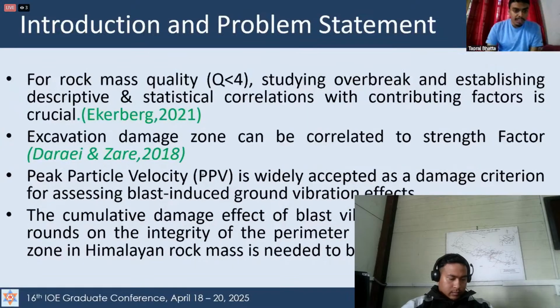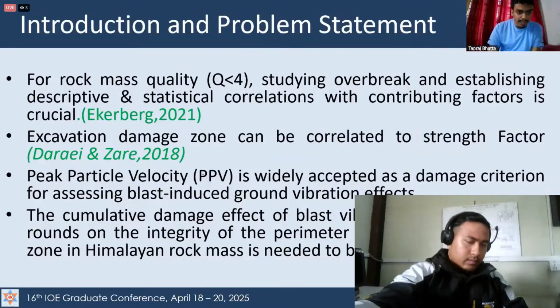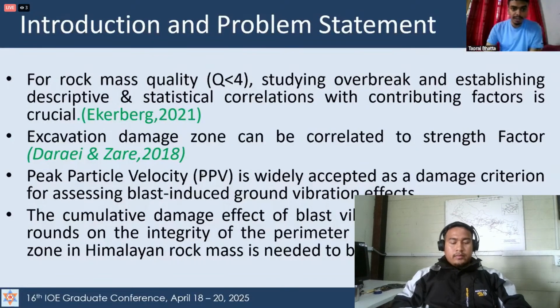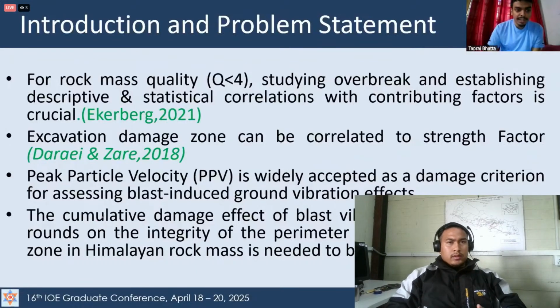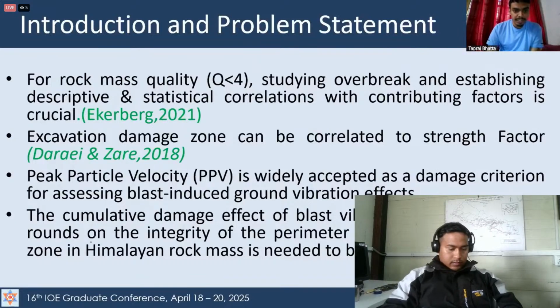Now, for rock mass quality less than 4, studying overbreak and establishing descriptive and statistical correlation with contributing factors is crucial, as stated by Ickerbach 2021. Similarly, excavation damage zone can be correlated to the strength factor as stated by Deray and Jare 2018.